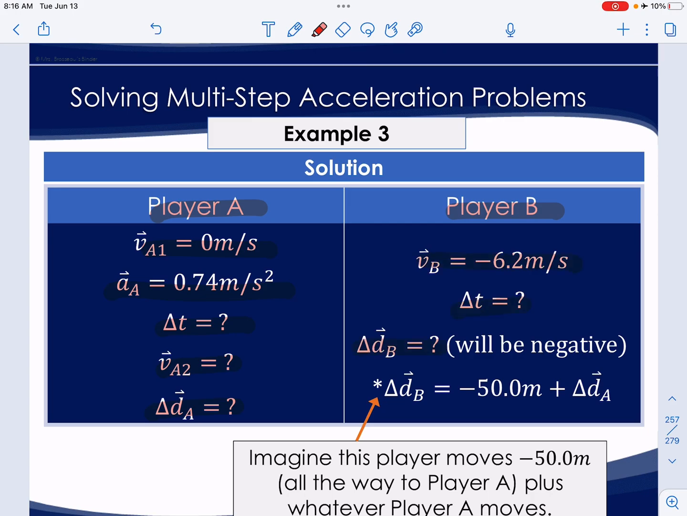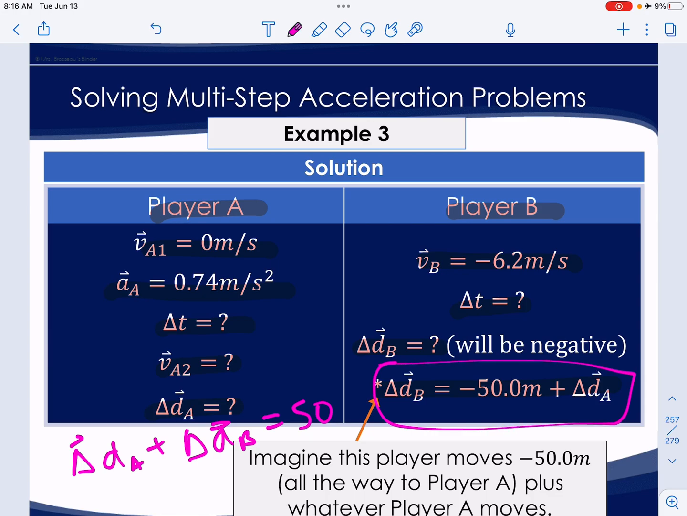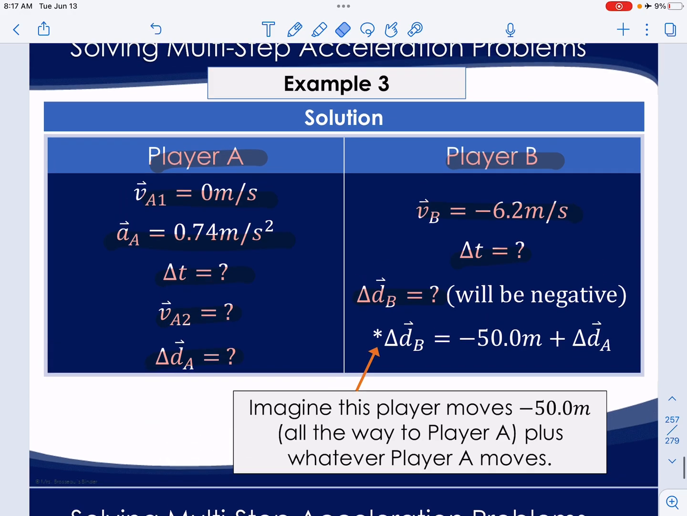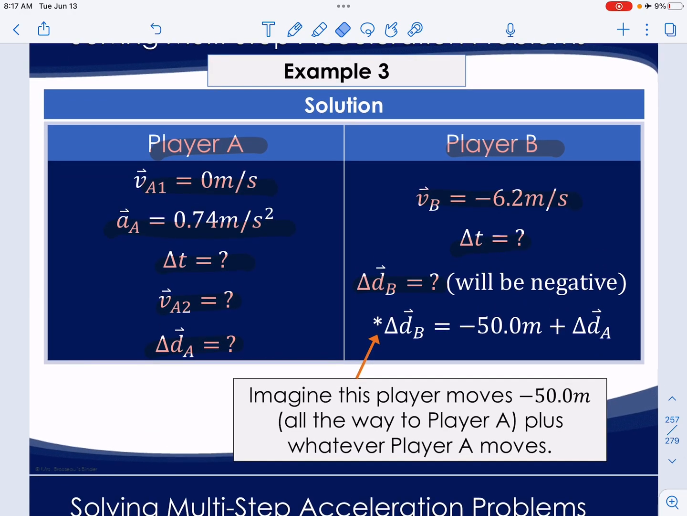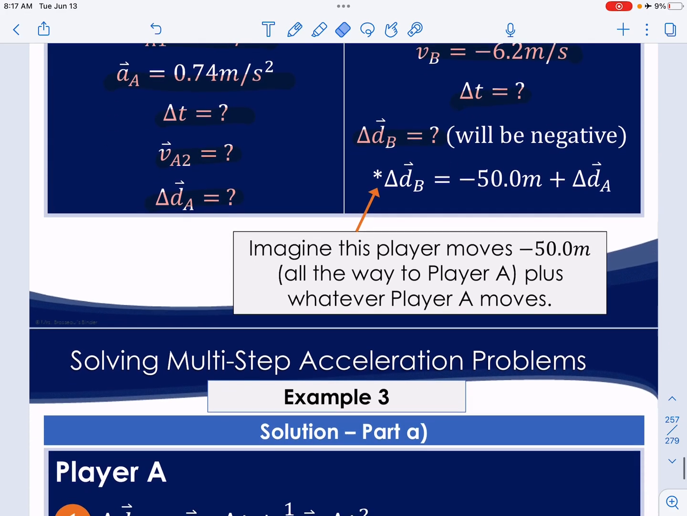We know that delta dB will be negative, okay? And we also know that delta dA plus delta dB equals 50. So we can solve for delta dB here and say that delta dB is negative 50 plus delta dA. Imagine this player moves negative 50 meters all the way to player A, plus whatever player A moves.